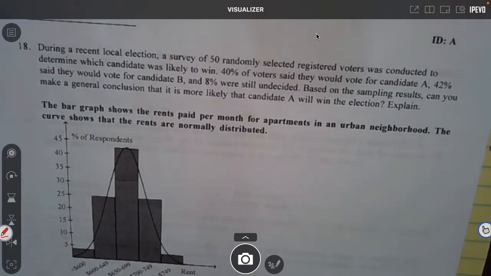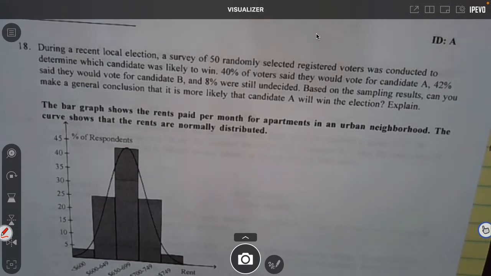During a recent local election, a survey of 50 voters was conducted to determine if a candidate was likely to win or not. 40% said that they would vote for candidate A. 42% said that they would vote for candidate B. And 8% were still undecided.